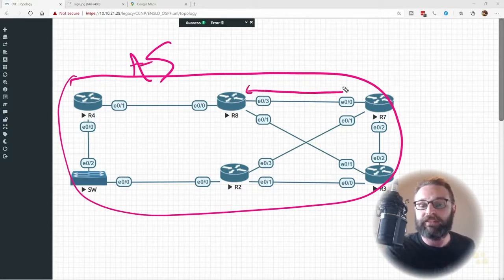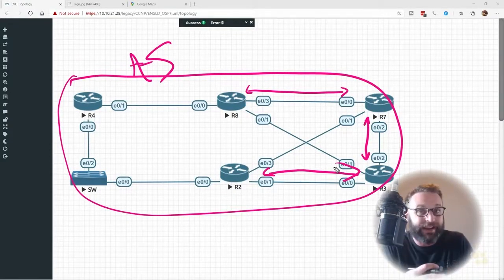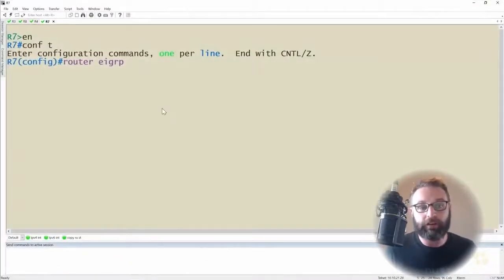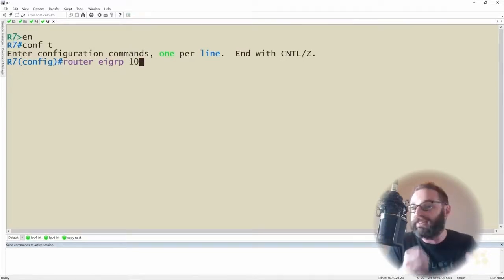And for neighbor adjacencies between routers to come to life, we have to have the same autonomous system. They have to agree we're in the same little system here. We agree that we're part of the same domain. So that's how we can actually secure ourselves and create neighbor adjacencies. So in this particular instance on router 7, I'll call this router EIGRP 10, and this is what makes it classical mode, by specifying the autonomous system number instead of a name.